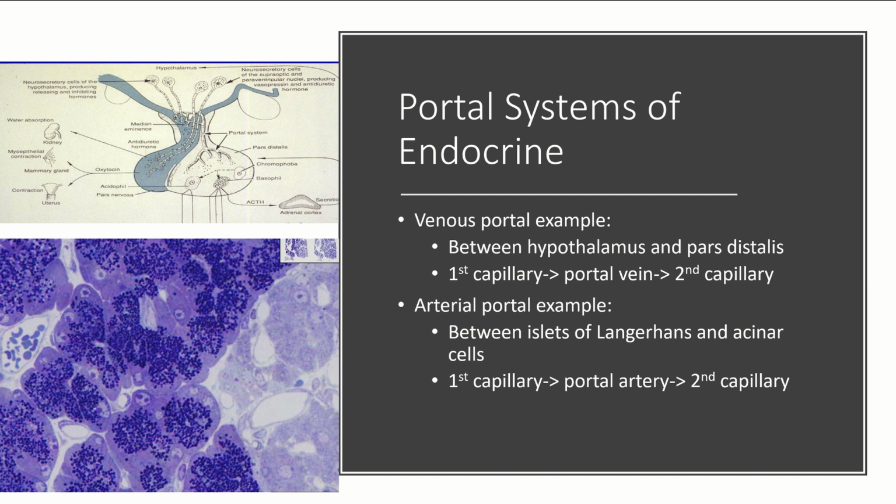But in the endocrine system, sometimes what happens is we have a portal system, and that's where the same blood goes through two capillary beds before it goes back to the heart. Okay, so it goes through a first capillary bed, and then instead of going straight back to the heart, it goes through a portal vein or a portal artery to a secondary capillary bed. Okay, and that's an important difference, and the reason that's so important is the function of that, right?